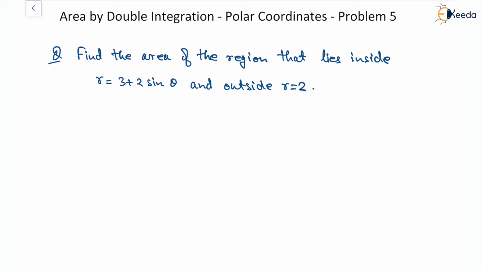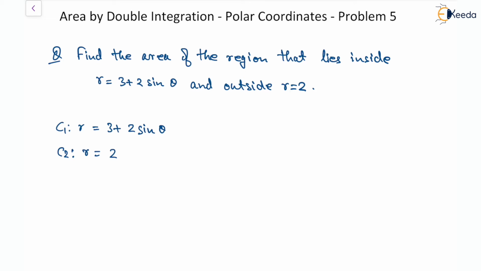which is: find the area of the region that lies inside r equal to 3 plus 2 sine theta and outside r equal to 2. So we have got two curves here. First curve is r equal to 3 plus 2 sine theta, which is a limaçon, and C2, which is r equal to 2, which is a circle.